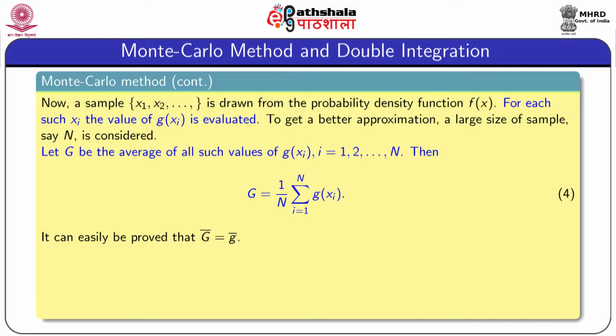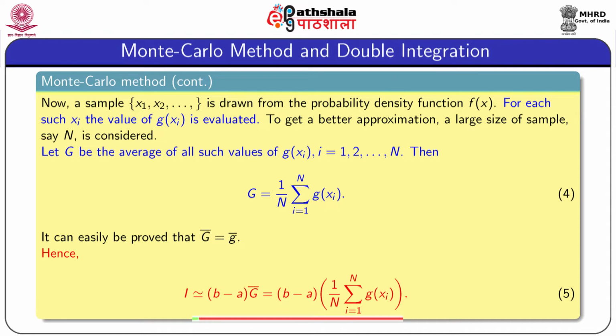It can easily be proved that G bar equals g small bar, where the bar represents the expected value of the corresponding quantity. That means we can prove that the expected value of capital G is equal to the expected value of small g. Using this result we can write the given integration I as approximately equal to (b minus a) into G bar, the expected value of capital G, which is equal to (b minus a) into 1 by N summation i equal to 1 to N g of xi. So, equation 5 gives the integration of integration a to b g(x) dx.